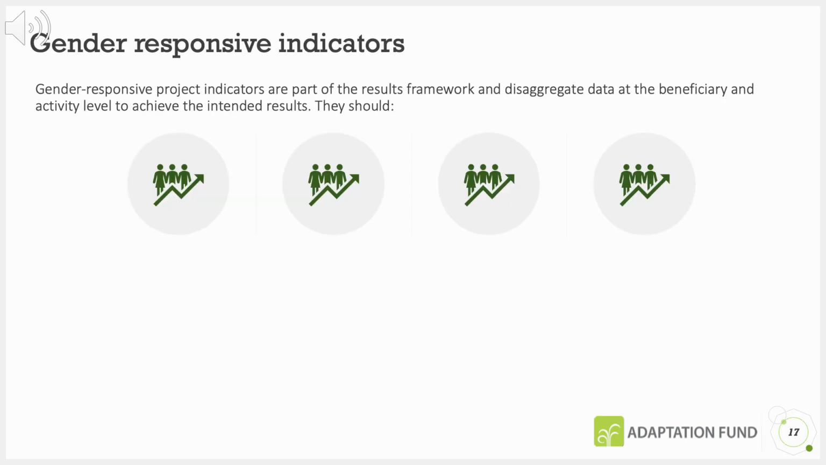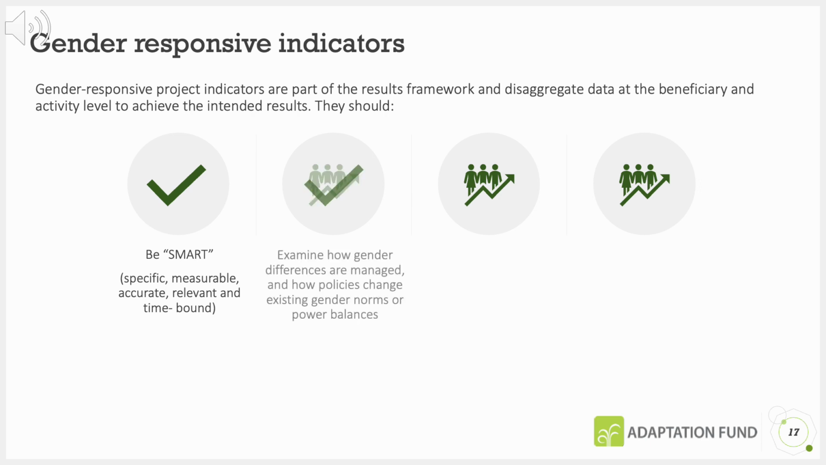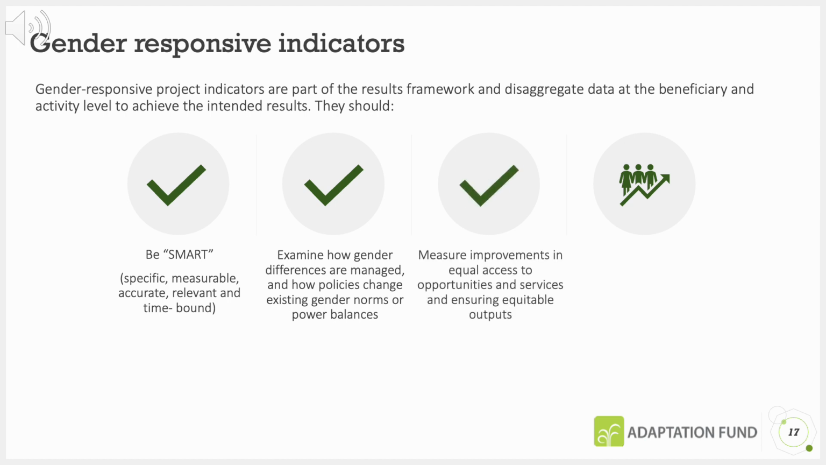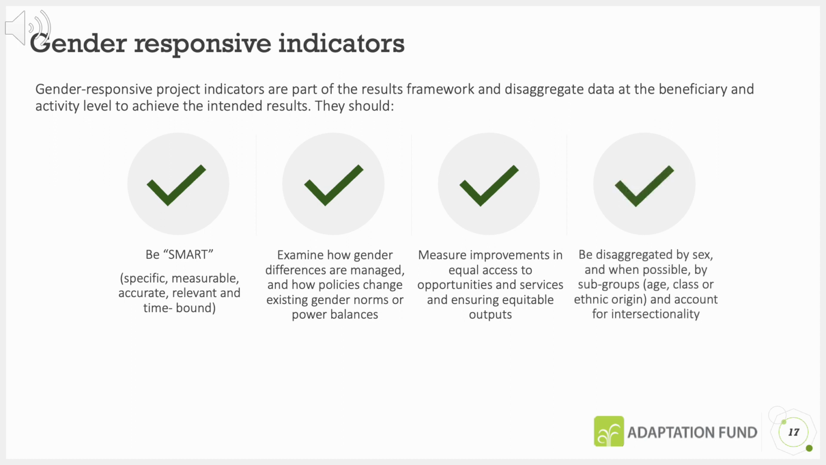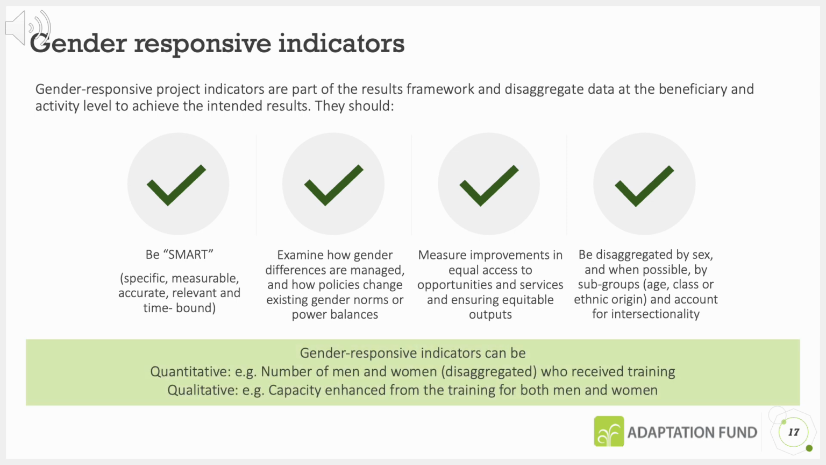Gender-responsive project indicators disaggregate data at the beneficiary and activity level to achieve the intended results. They should be specific, measurable, accurate, relevant, and time-bound. Examine approaches to positively change existing gender norms and power balances. Measure improvements in equality and ensure equitable outputs. And be disaggregated to identify subgroups and account for intersectionality. Gender-responsive indicators can be quantitative and/or qualitative.